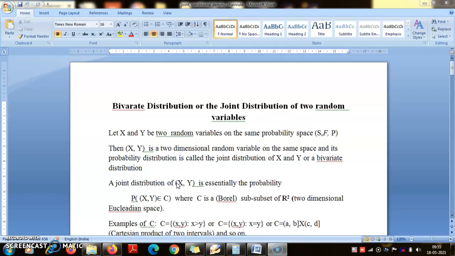Now, so far what you have studied is one random variable and its probability distribution. The values of that one random variable are real numbers, so you are fitting a probability distribution on the real line. But here we are talking about probability distributions on the xy plane.